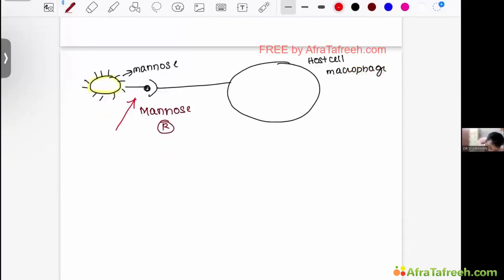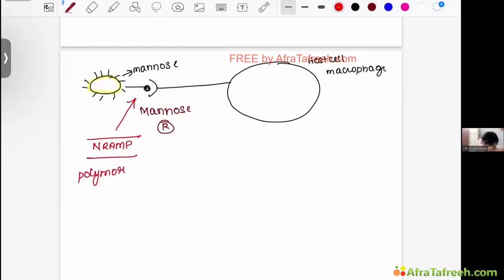This binding is facilitated by NRAMP. This NRAMP is what facilitates the binding of the bacilli with the macrophage. Whenever there is NRAMP polymorphism, the bacteria will escape phagocytosis.